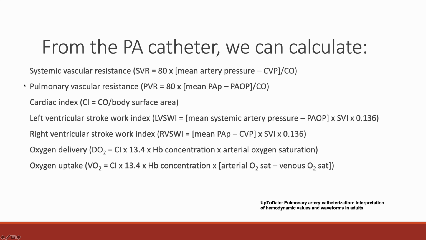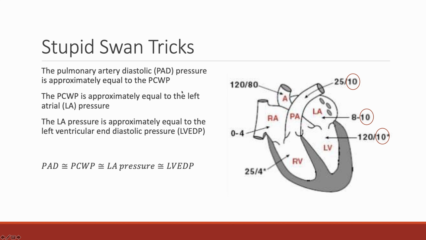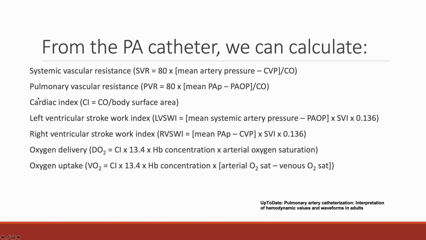The next thing that we can get is the pulmonary vascular resistance. So remember, this is on the left side of the heart, and the pulmonary vascular resistance is on the right side of the heart. Okay? Darn it. And then there's the cardiac index.